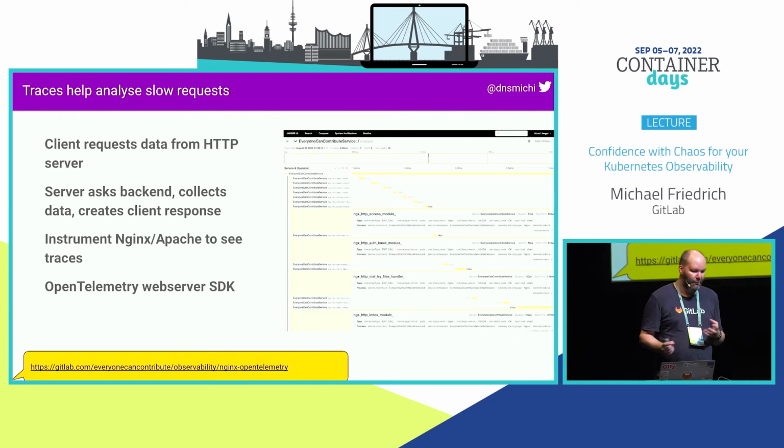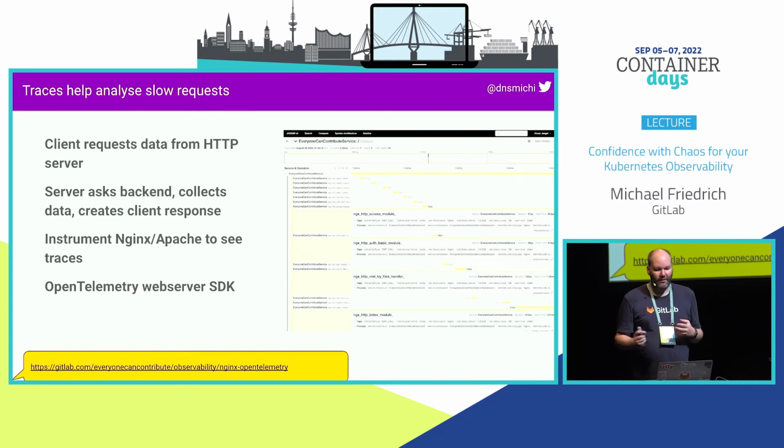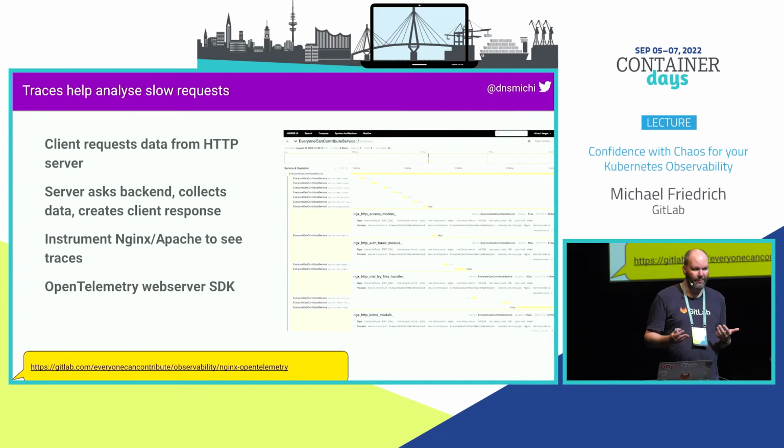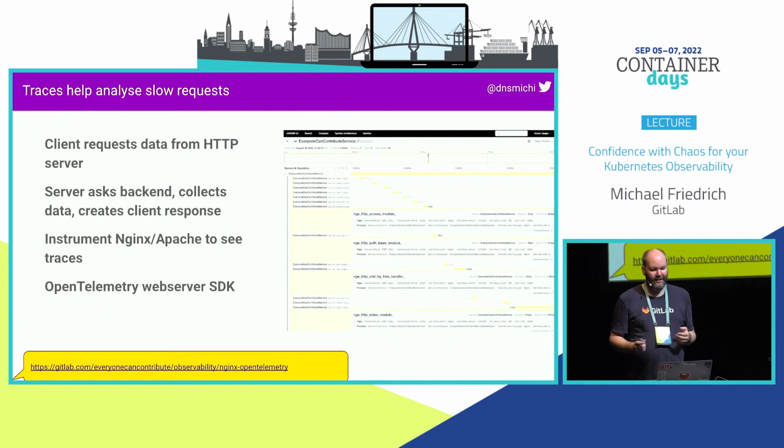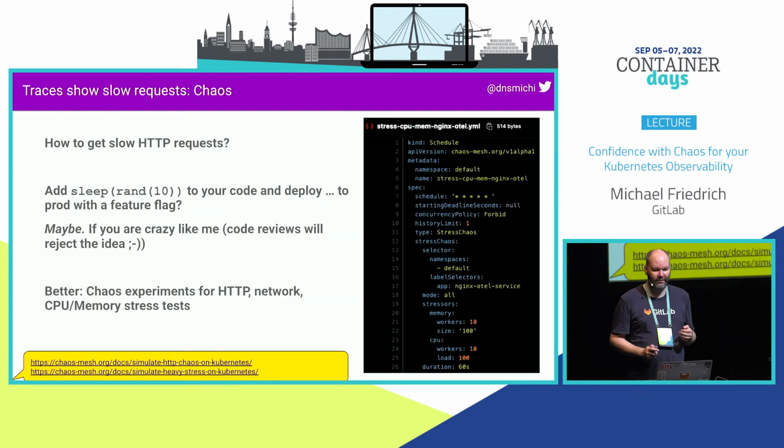Why would I be doing that? So one example could be like the client requests some data from an HTTP server. The server asks the backend, queries some APIs, collects the data, creates a client response. The idea is then to instrument Nginx and Apache as a web server to see the traces. You can use, for example, the OpenTelemetry web server SDK and send the traces to Jaeger, which is shown in the screenshot. It got me thinking, how can I add chaos to that?